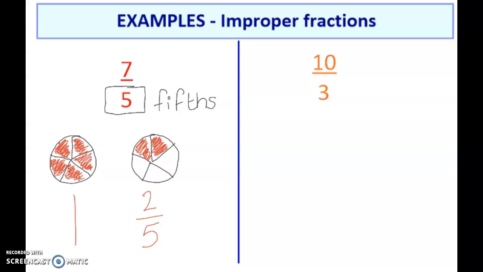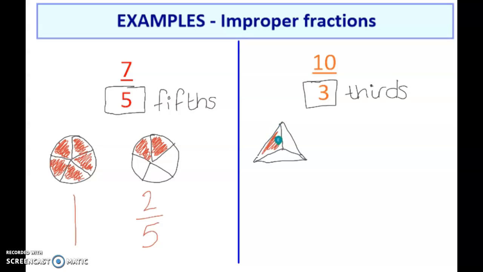Let's have a look at the second example, 10 thirds. So for this question, we are looking at thirds. I'm a bit bored of circles now, so let's have a go. Because we're doing thirds, let's do triangles. So there's my triangle. And I split it into 3 equal sections, thirds. And the question says I want 10 thirds. So let's start colouring them in.